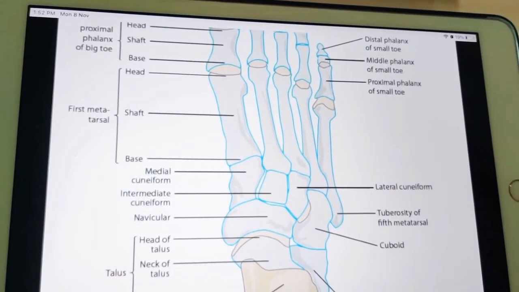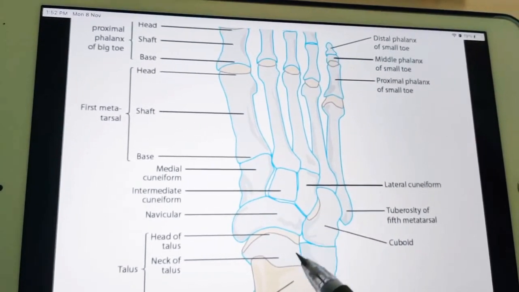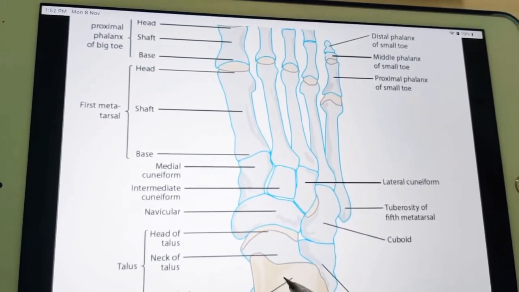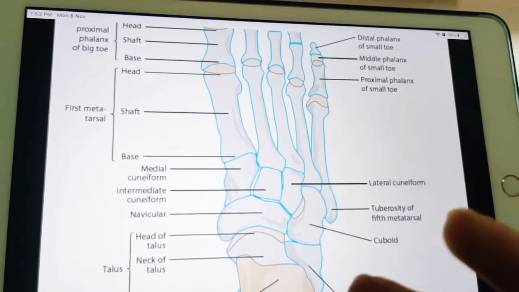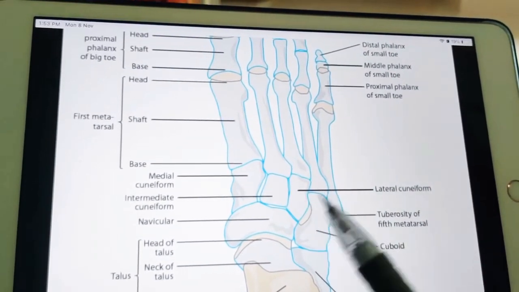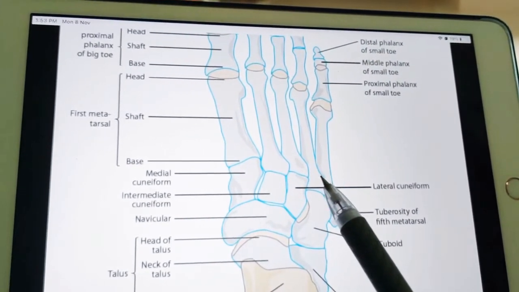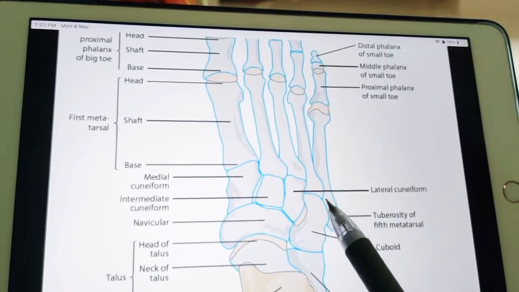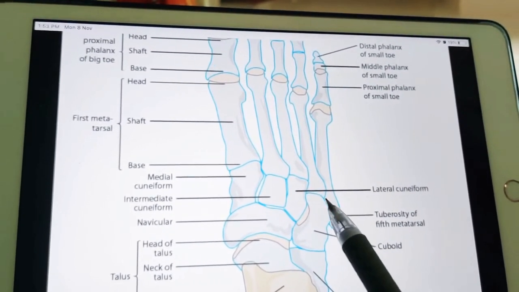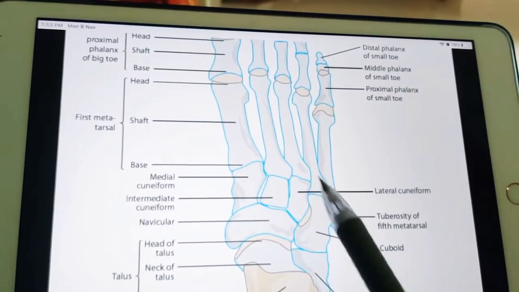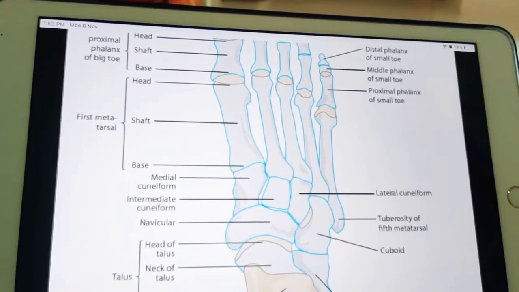Okay, now coming to the different features of cuboid. On the proximal surface, if you see, it's concavo-convex for articulation of calcaneum, and the distal surface is also of course articular. It is divided into two areas mainly by means of a vertical ridge. Why into two areas? One to articulate with the fourth metatarsal and one to articulate with the fifth metatarsal bone, right? So you can see the fourth one and fifth one both are articulating to the distal surface, right?